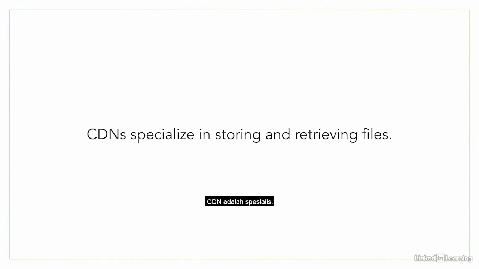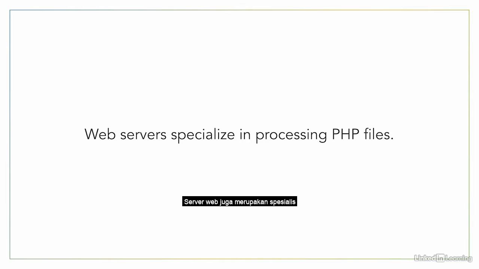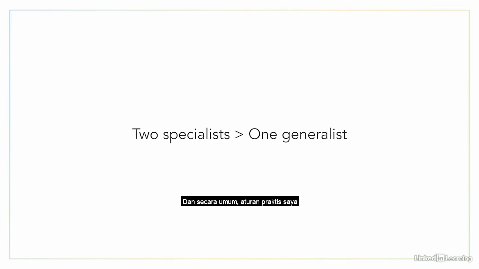A CDN is a specialist. They specialize in storing and retrieving files. A web server is also a specialist, and they specialize in processing and assembling web pages. And generally, my rule of thumb is that by using two specialists, you'll see speed gains over using a generalist for two jobs. I like to think of it as having a writer and editor work on the same book, compared to a writer which edits their own content. There's nothing wrong with that, but it might take a little bit longer.